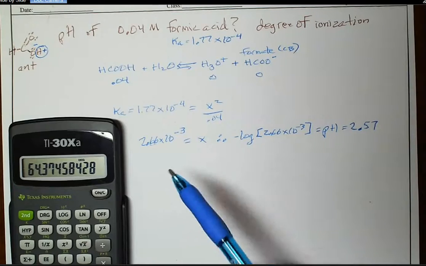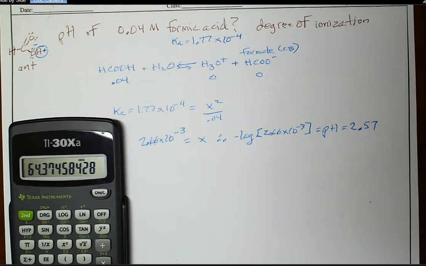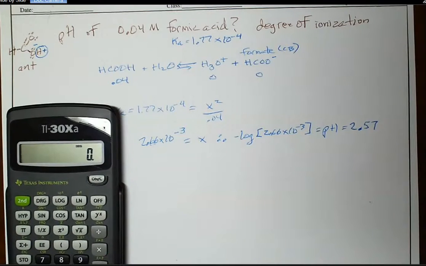Is that what I did? I don't know anymore. Times 0.04. Let's see if that takes me back. Interesting. Funny how that turned out that way. So 2.66, I think I know now what I did. Times 10 to the negative third. And we need to divide that by the 0.04.